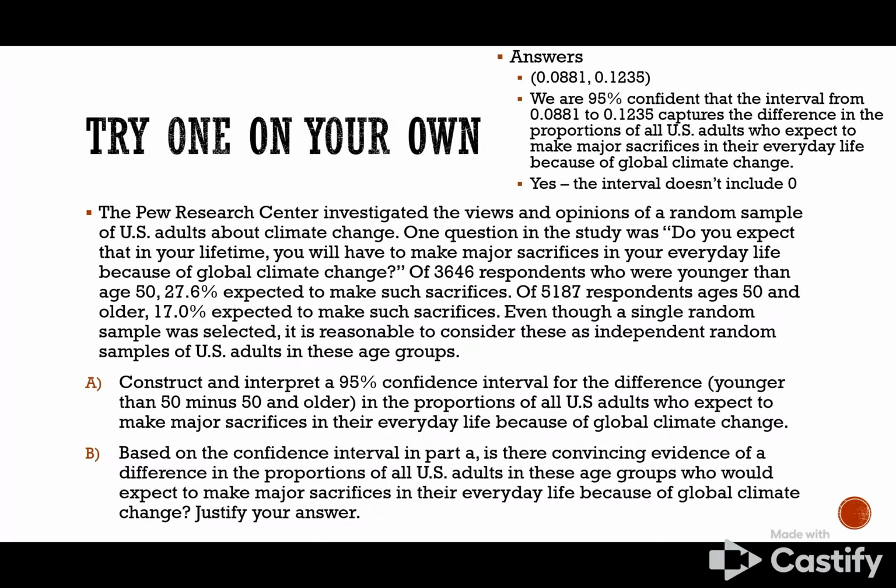To answer part B, yes, we can, how do they phrase it? Yes, there is convincing evidence of a difference in the proportions of all U.S. adults in these age groups who would expect to make major sacrifices in their everyday life because of global climate change, because the interval does not include 0. We think the difference between these 2 groups is somewhere between 8.8% and 12.4%. Any number in between there is what we think the difference might be. None of those are 0. So we believe there is some sort of difference.